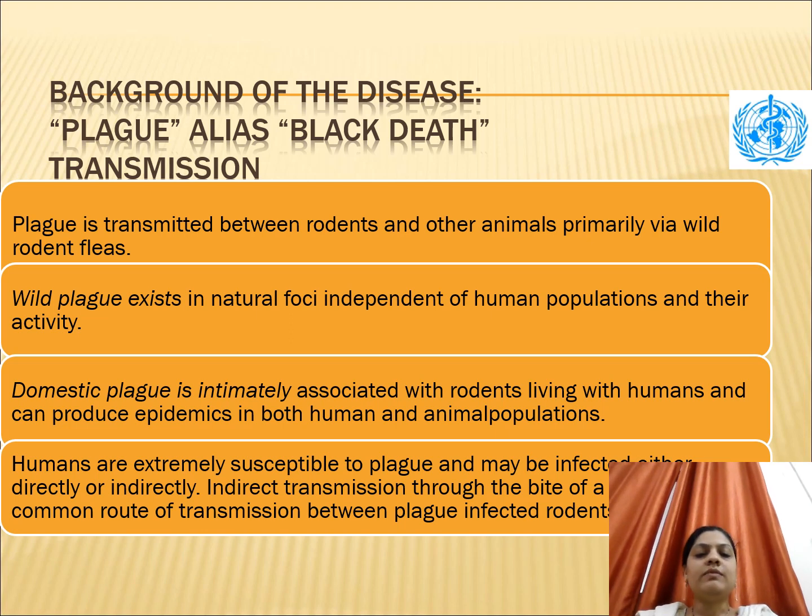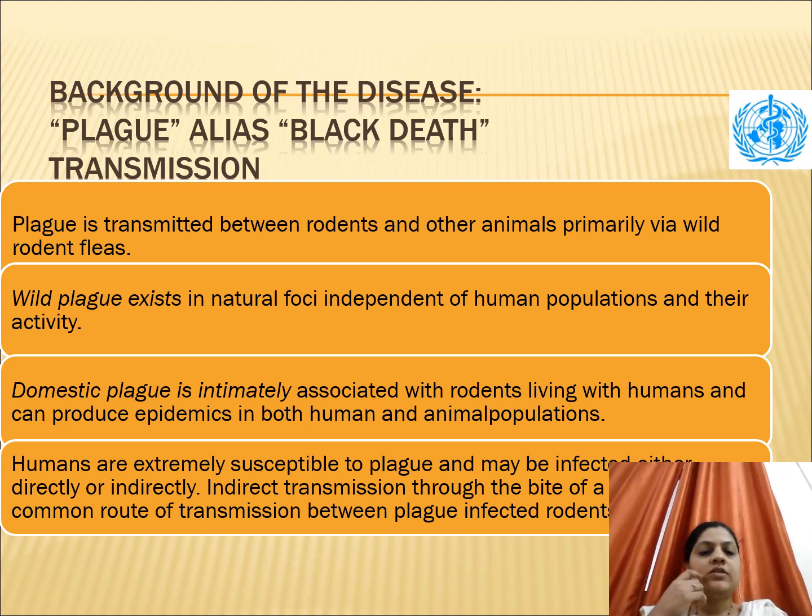Humans are extremely susceptible to plague and may be infected directly or indirectly. Indirect transmission through the bite of a flea is a common route of transmission between the plague infected rodents and humans. So, direct transmission can occur human to human, which is not common, but the indirect form is common through the bite of the flea.